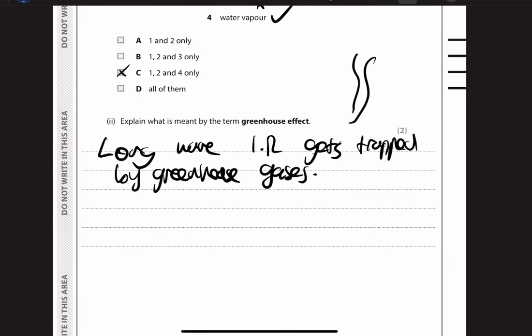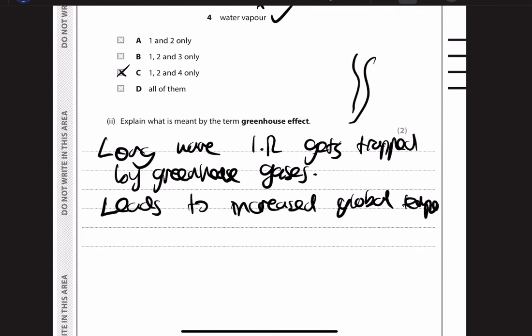right? And what does this do? Well, this leads to increased global temperature. Oh, sorry, that's temperature.